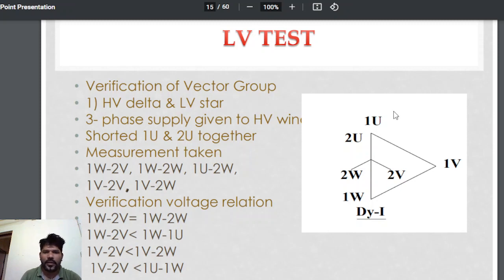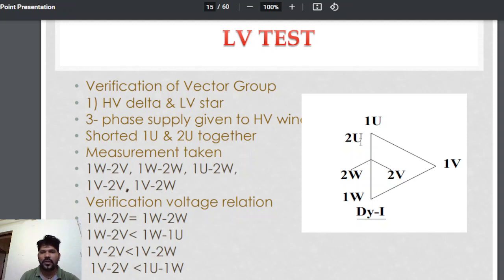So what do we have to find? See, 1W to 2V, we have to find out the voltage. Again, 1W to 2W we have to find out the voltage. 1U to 2W we have to find the voltage, and 1V to 2V we have to find out the voltage. So all these voltages you have to find out and verify.